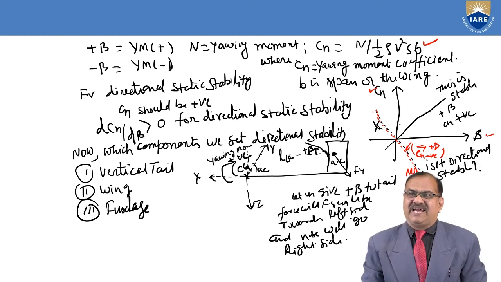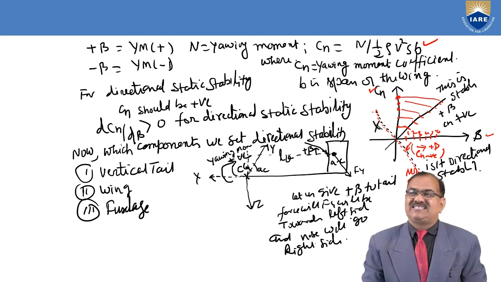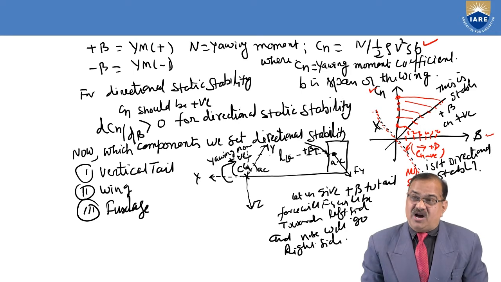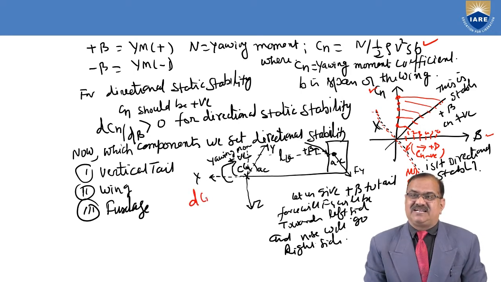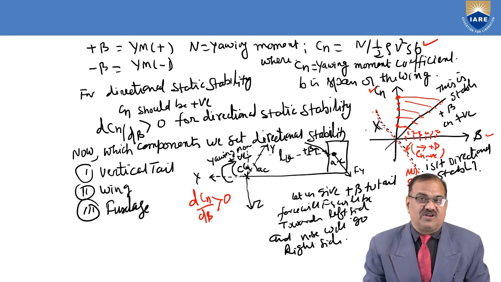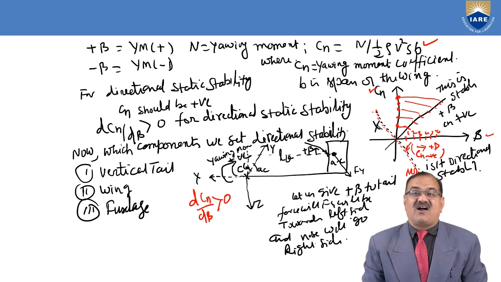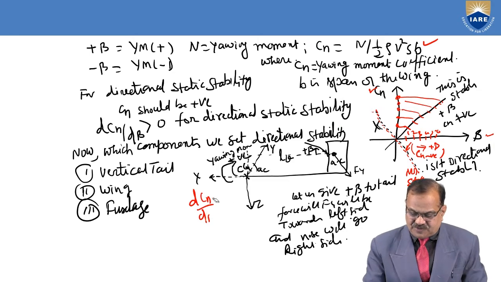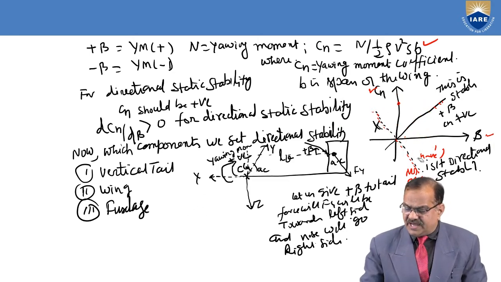Okay, if you see this diagram, if you increase the positive angle of attack, here 1, 2, 3, 4, 5, 6, the plot is also going positive. So it is a positive Cn, positive Cn, positive Cn. We can say that this plot is positive, and this is called dCn by d beta is greater than 0. The slope of this is positive. If it is like this, we can say that the aircraft is directionally statically stable. Okay, so these are the points which we have to remember.